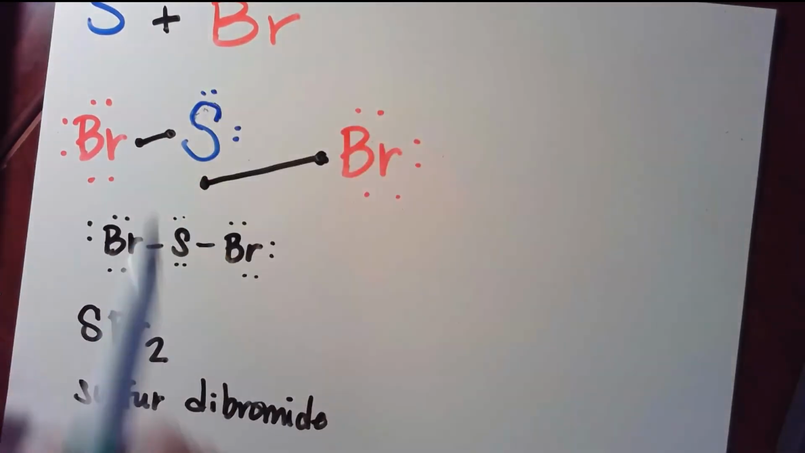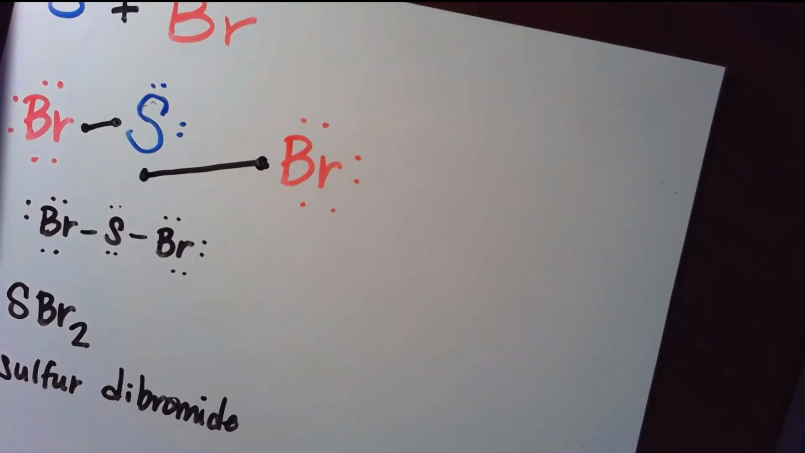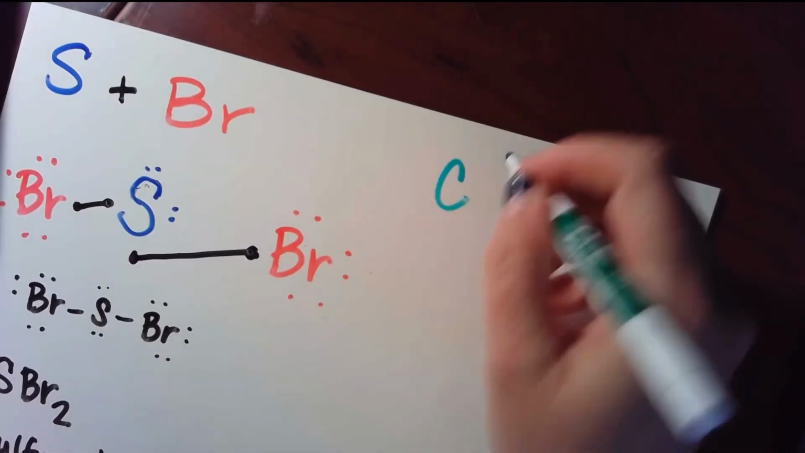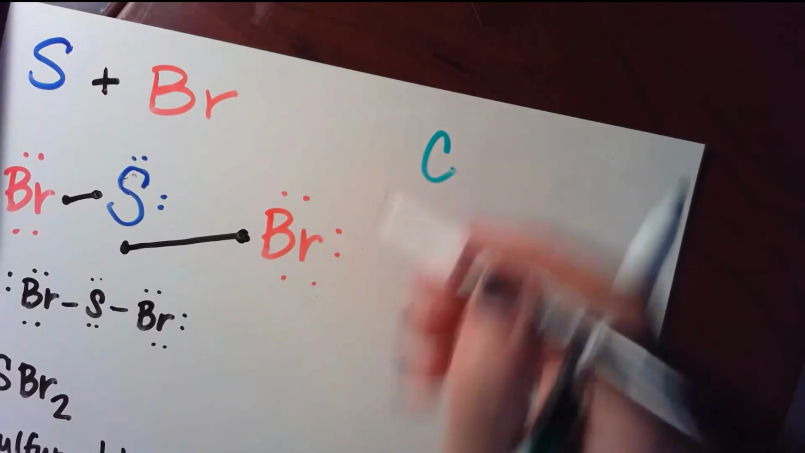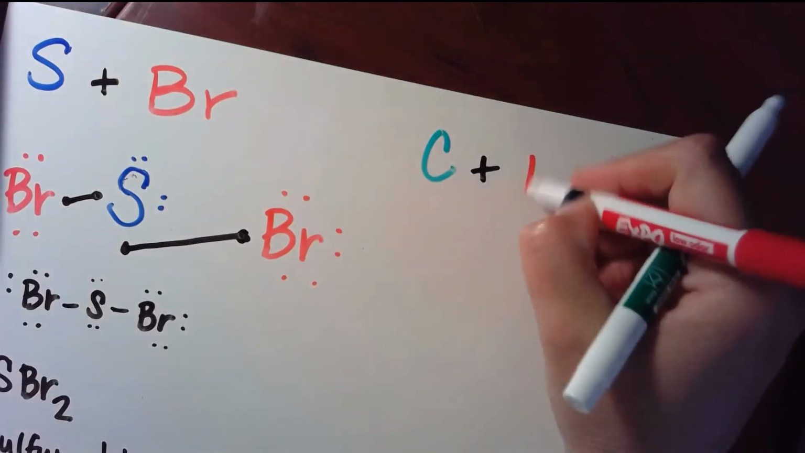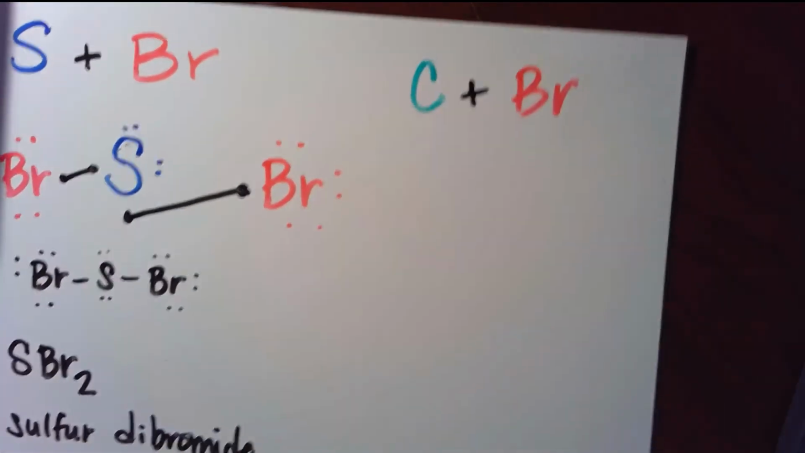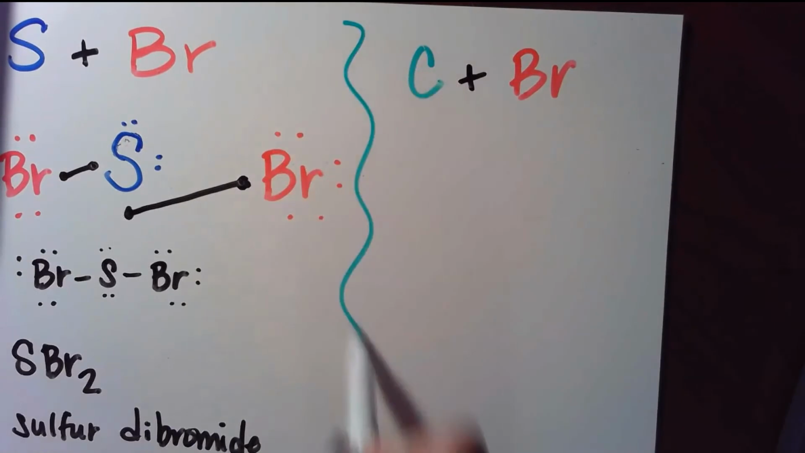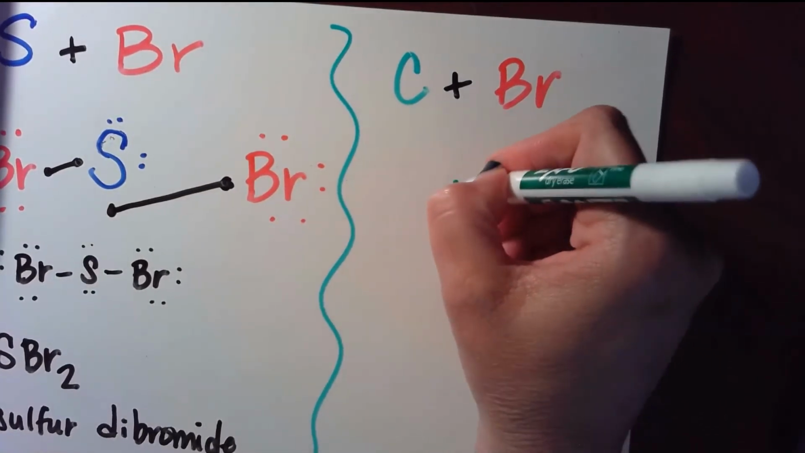Okay, so I'm going to change it to C and Br. C plus Br. See if you can do that one. I know I just threw a curve at you, but let's see if we can do it. Okay, so separate that out.